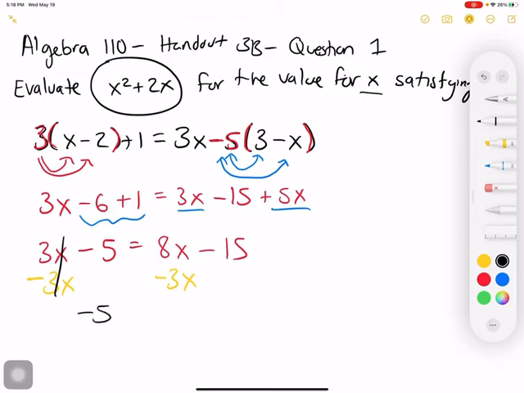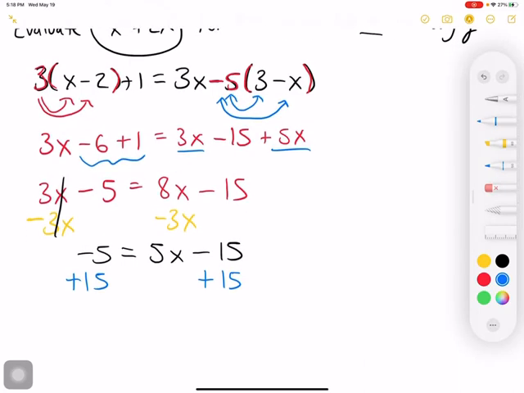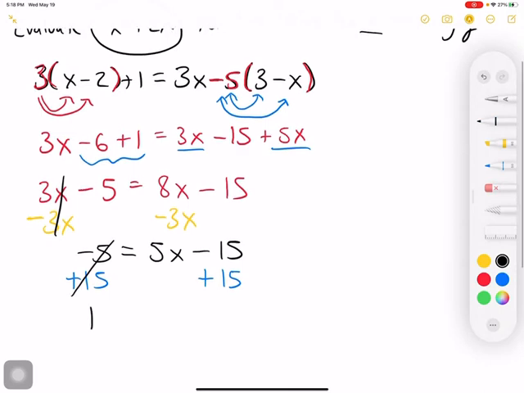I have a negative 5 left over equals, and then on the right side, 8x minus 3x is 5x minus 15. The next thing I said I was going to do is send the negative 15 to the left side, by adding 15, so that I can cancel those out. But if I add 15 to one side of the equation, I have to add 15 to the other side. When I combine like terms on the left side, negative 5 plus 15, or 15 minus 5, is 10, equals 5x, and those 15s cancel out.